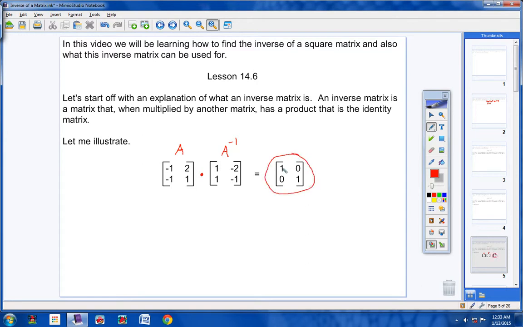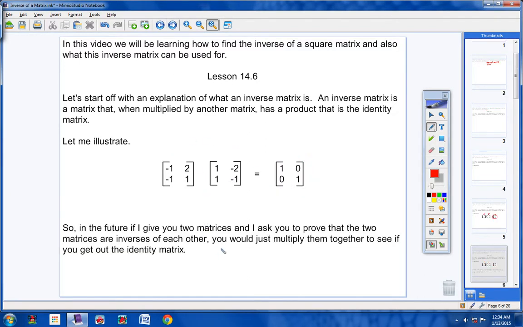And we studied the other day what the identity matrix is. It has to be a square matrix. It has ones going down, top left to bottom right, and all other entries are zeros. Okay? So, whenever two matrices multiplied give you the identity matrix, then you have inverse matrices, or if you wanted to, you could have said that this matrix here was matrix A, and this matrix here was the inverse matrix. Doesn't matter. Either way, when you multiply these two, you get out the identity matrix. Okay? So that's what an inverse matrix is.